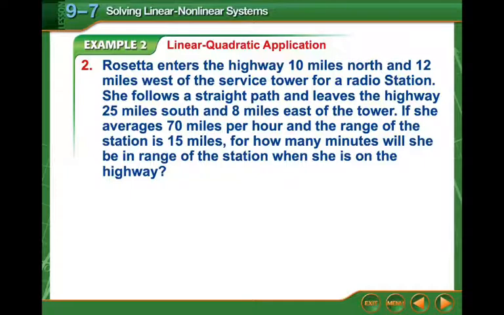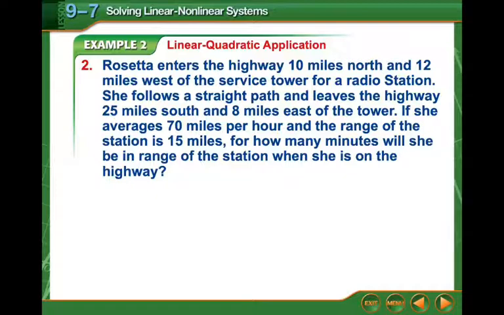So Rosetta enters the highway 10 miles north and 12 miles west of the service tower for a radio station. She follows a straight path and leaves the highway 25 miles south and 8 miles east of the tower. If she averages 70 miles per hour and the range of the station is 15 miles, for how many minutes will she be in range of the station when she is on the highway?